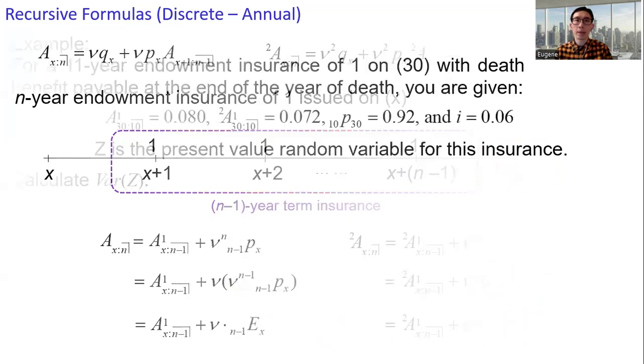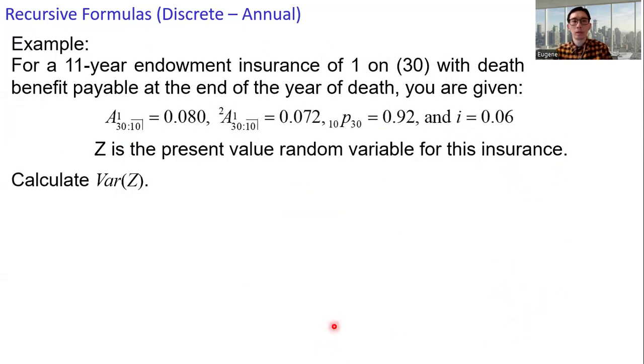All right, let's take a look at an example. For an 11-year endowment insurance of 1 issued on age 30, death benefit payable at the end of the year of death, we are given 4 quantities. We have the expectation for a 10-year term insurance on age 30 and the corresponding second moment. And we have 10p30 as well as the interest rate. Let Z be the present value random variable for the 11-year endowment insurance. Calculate the variance of Z.